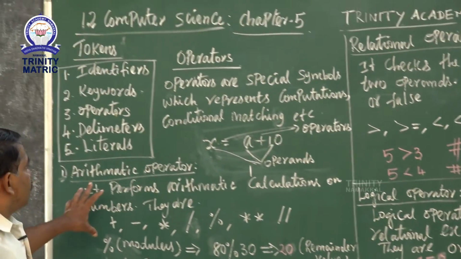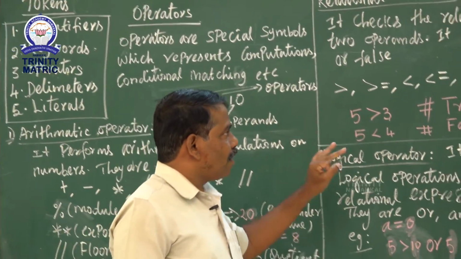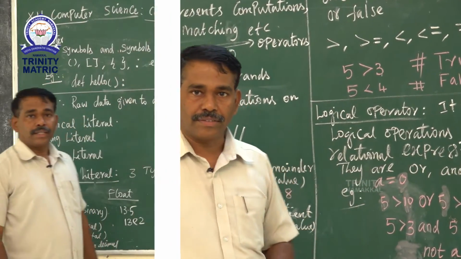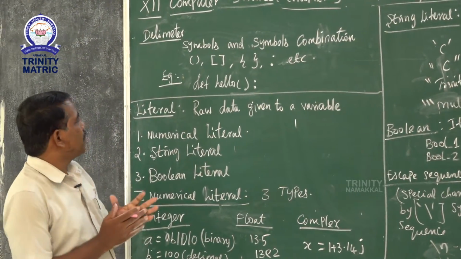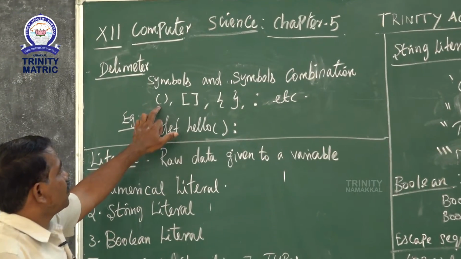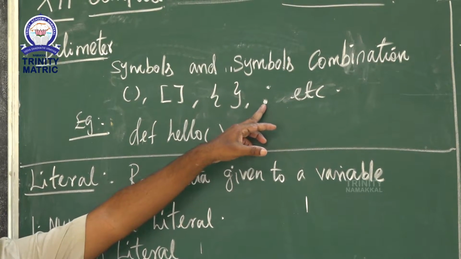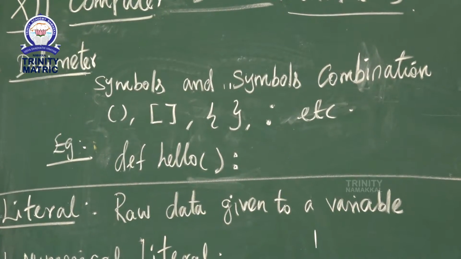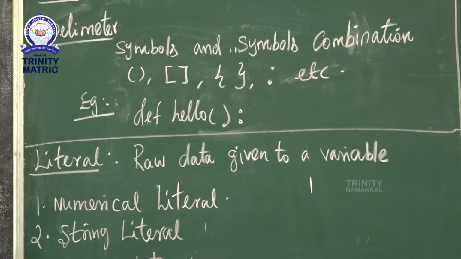So in this session, we studied the arithmetic operator, relational operator, logical operator, assignment operator and conditional operator. The next token is the delimiter. A delimiter is nothing but a symbol, that means a symbol combination. See the parenthesis, square bracket, curly bracket, colon, comma, semicolon, and so on; these are symbols used in any kind of tokens or programming blocks.